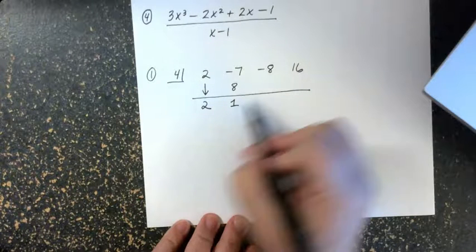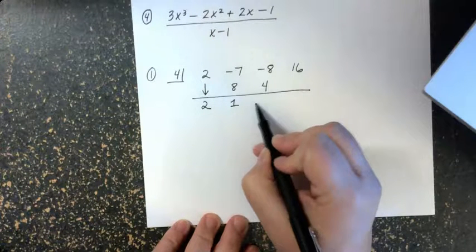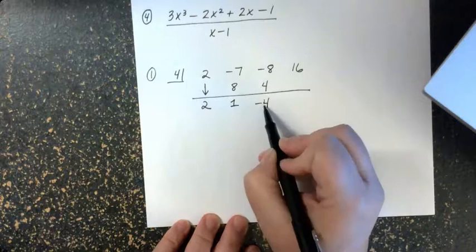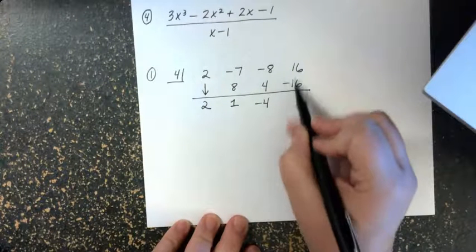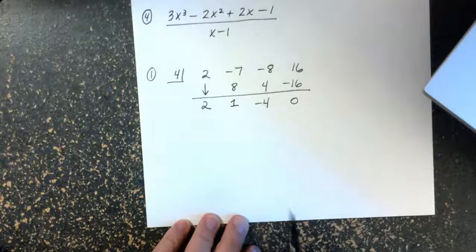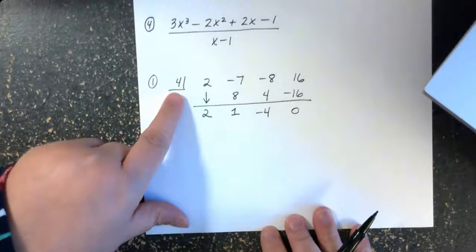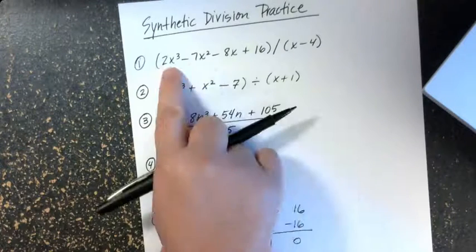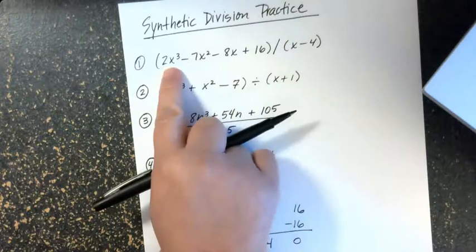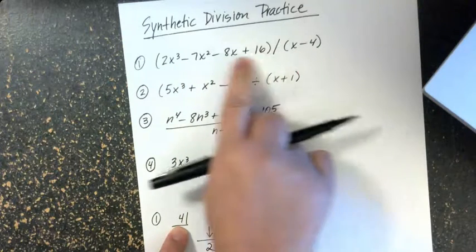4 times 1 is 4. Add. 4 times negative 4 is negative 16. Add. And I have no remainder. So that tells me that 4 is a root of this polynomial that was my dividend, and that x minus 4 is a factor of that polynomial.